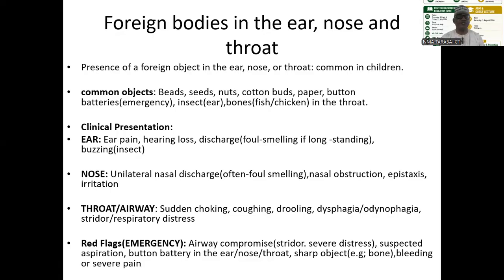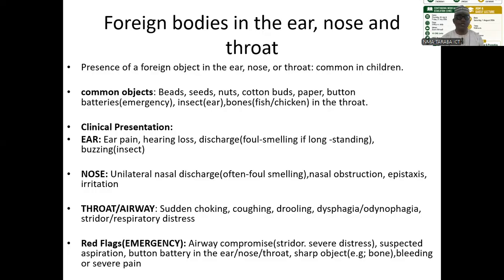And the clinical presentation, if it is in the ear, you can present with ear pain, hearing loss, discharge, which may be foul smelling if long-standing, and tinnitus if it is an insect. And in the nose, unilateral nasal discharge is foreign body until proven otherwise, with nasal obstruction, epistaxis, and irritation. If it is throat and airway, they may present with a history of sudden choking, coughing, drooling, dysphagia, noisy difficulty in breathing, and respiratory distress. The red flags are airway compromise, stridor, and severe distress.